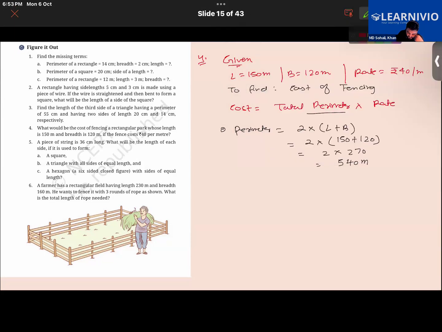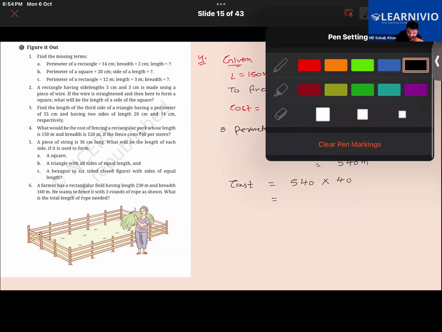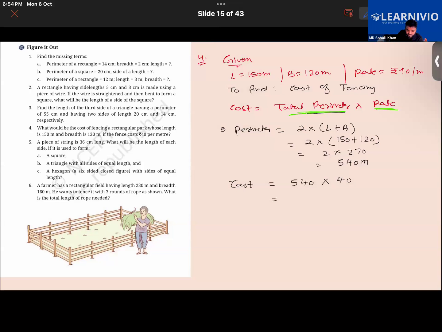And rate is already given here. So just multiply the total perimeter with the rate and you will find it. So hence cost is equal to 540 multiplied by 40. By the way, whenever you get such numbers where one or more zeros are written at the end of the number, just multiply the non-zero numbers like 54 and 4, and at the end you will put these two zeros.